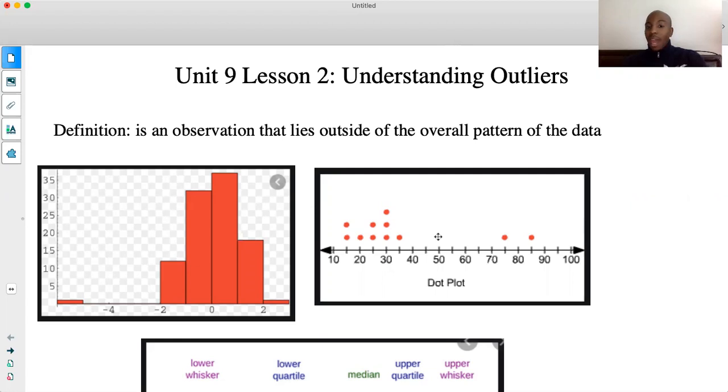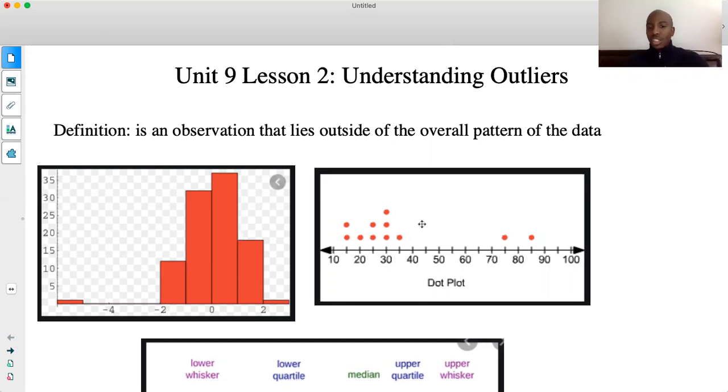Now, if you look at this dot plot, which we're going to be focusing on today, you'll see the majority of the data is all over here underneath 40. And then all of a sudden you have one at 75 and one at 85. Those two points are called outliers. Why is this significant? Because you can have more than one outlier, which is important for you to get today. It's not just one number that could be an outlier. There could be four, there could be three, there could be two. It could be a certain amount of outliers.